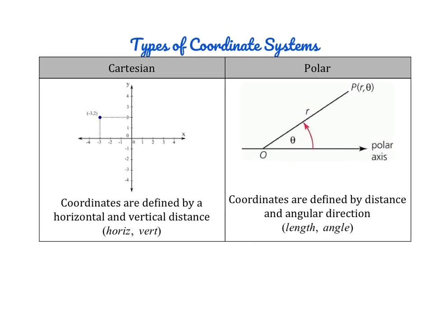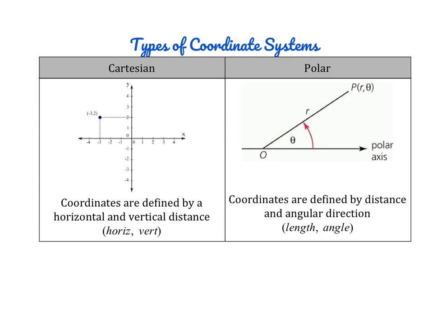So up until now, we've been using a type of coordinate system called a Cartesian coordinate system. You might not have even known that there are other types of coordinate systems because we've only been working with this one type, and it looks like this. So we have our x and y axis, and we all know that the x-axis represents a horizontal movement and the y-axis represents a vertical movement.